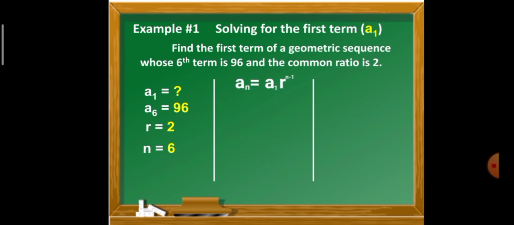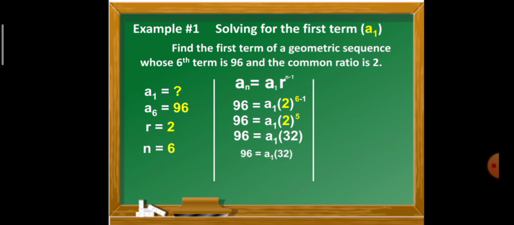So, again, yung formula. A sub n equals a sub 1 times r raised to n minus 1. Yung a sub n natin ay 96. Yung a sub 1 ang hinahanap. Yung r, yung common ratio natin ay 2. Then, raised to 6 minus 1. So, unahin natin na exponent. So, we have 96 equals a sub 1 times 2 raised to 6 minus 1, and 6 minus 1 is 5. Pagkatapos, 2 raised to 5 is 32. So, we have 96 equals a sub 1 times 32.